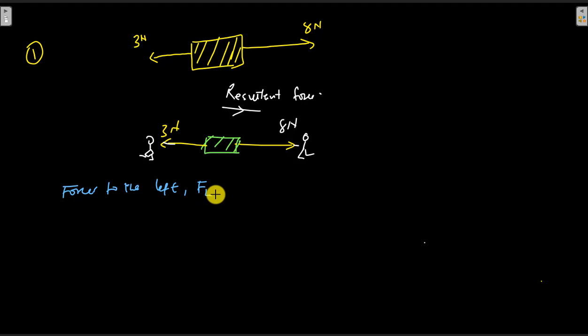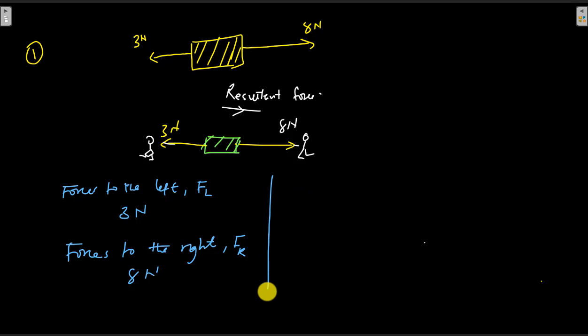Okay, so before we start calculating the resultant force, let's look at forces to the left. I'll call that FL. So we only have 3 newtons. Let's look at forces to the right. I'll call that FR. So that's only 8 newtons, obviously, from there. Now the resultant force, or if you like, let's call it total force, I'm going to denote that with letter F.